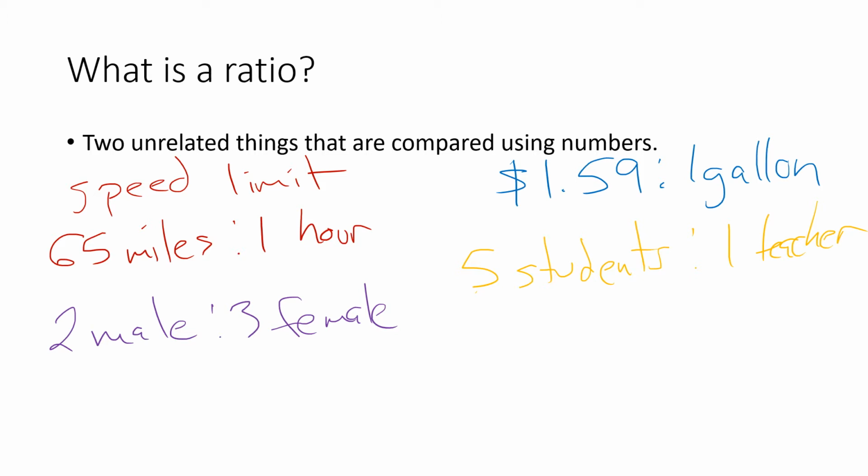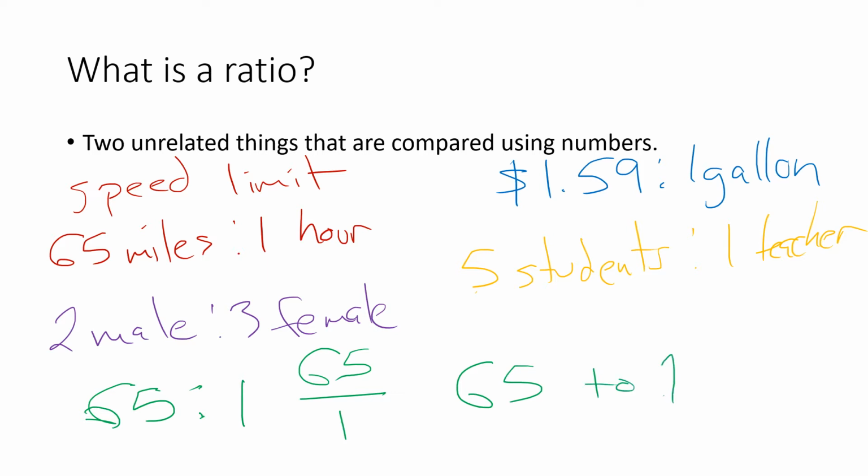There are a few different ways that ratios can be written. You can see them written, what we see right here, 65 to 1 with a little colon. You can also write them as a fraction, 65 over 1, or you could just write out 65 to 1. All of those would be acceptable.